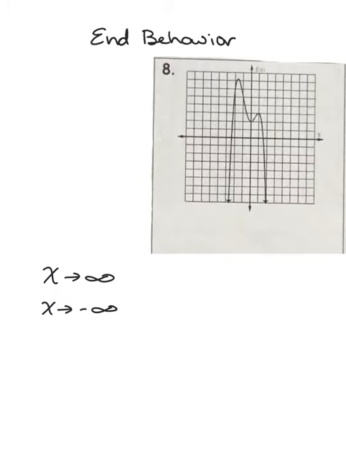Okay, so this, again, we're going to start the same way. As x approaches infinity, as x approaches negative infinity. And I want to know the same thing. What happens to y? What happens to my f of x? So what does f of x approach? What happens to the y?